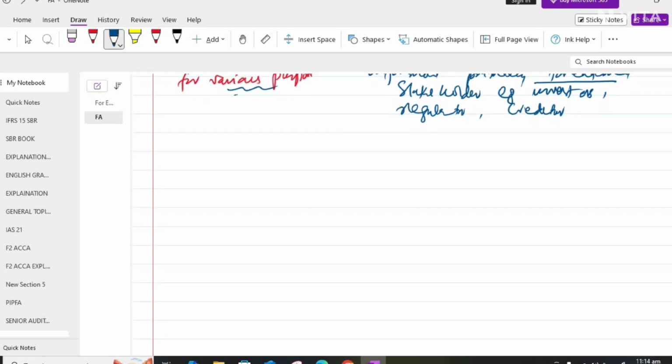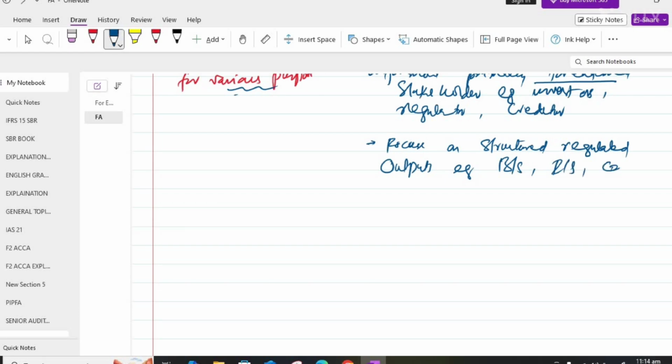Now, the second part here is that financial reporting focuses on structured, regulated outputs, and that is your balance sheet, your income statement, your cash flow, right? And they comply with accounting standards like IFRS and GAAP.